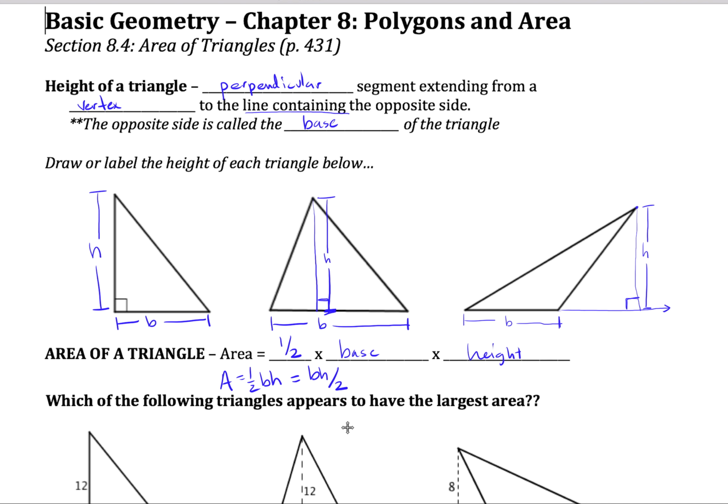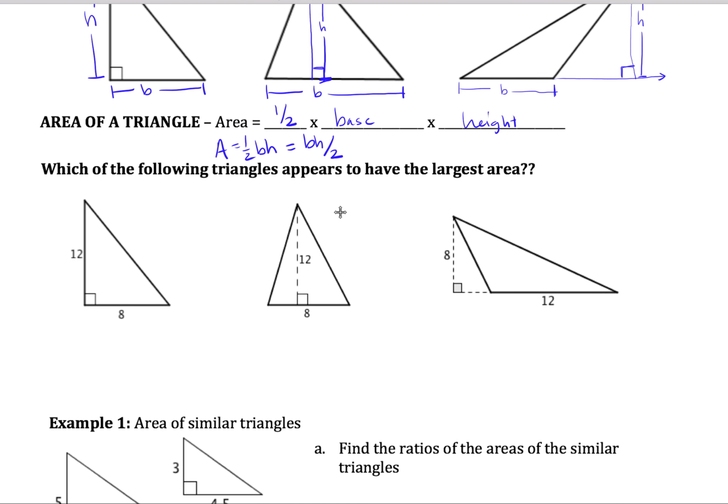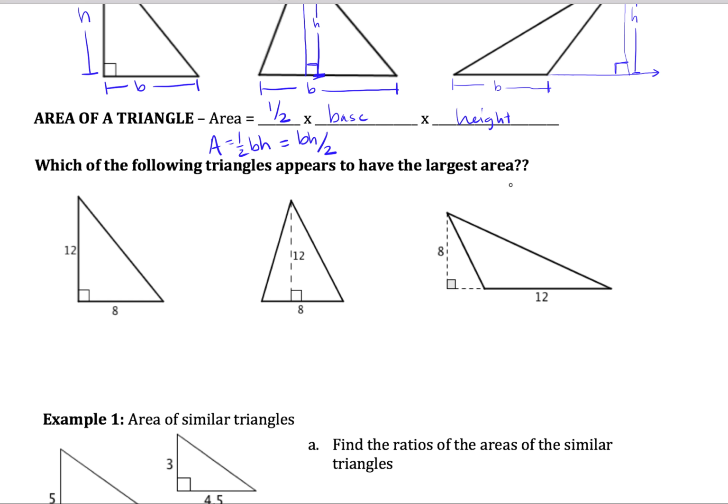So if I look at these three examples right here, the question is asking which of the following triangles appear to have the largest area. So we have a right triangle here, we have an acute triangle, and we have an obtuse triangle. Let's go through and real quickly calculate the area of each one of these triangles. Over here with our right triangle, like we just mentioned, this side of the right triangle can be the height, and this side right here can be the base.